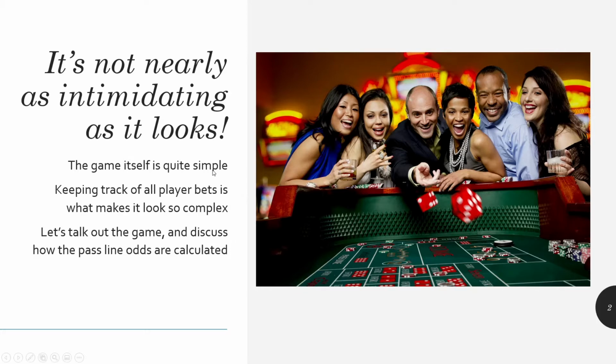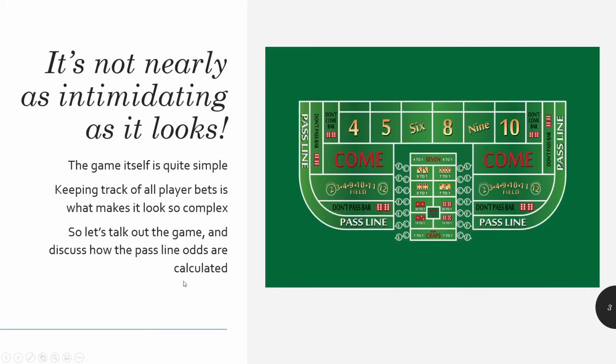So the game itself we're going to show here is quite simple. And everything that you see here, all the flash and show on the board, is basically just keeping track of everyone's bets and letting you know where your money is on the table, so there's no fancy business of, where did my bet go. But let's talk everything else out here, and we can discuss the easiest way to play the game, because there are many, many different bets here. We're going to talk out the game and discuss how the pass line odds are calculated.